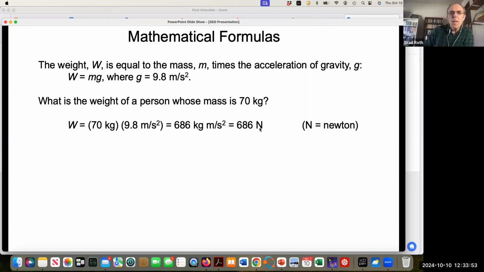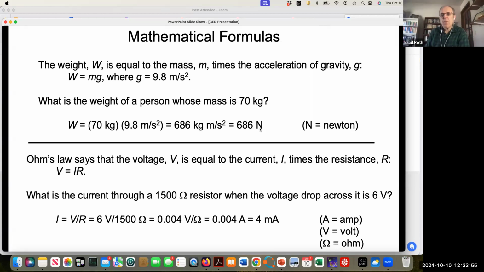Okay. Another example. This one's from electricity. Ohm's law. Again, if you're spending your time with your student memorizing what these equations are, what's Ohm's law, you're probably not making the best use of your time. But if they're given the equation and given what these various quantities mean, you need to be able to do a calculation. And Ohm's law is basically V equals IR. Voltage is equal to current times resistance.